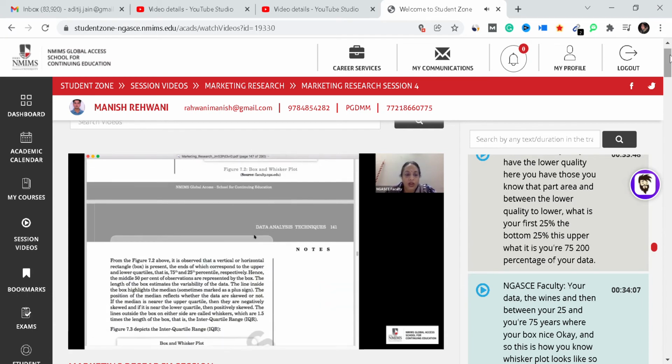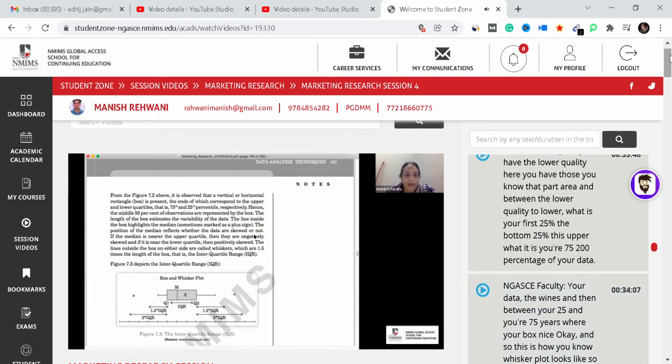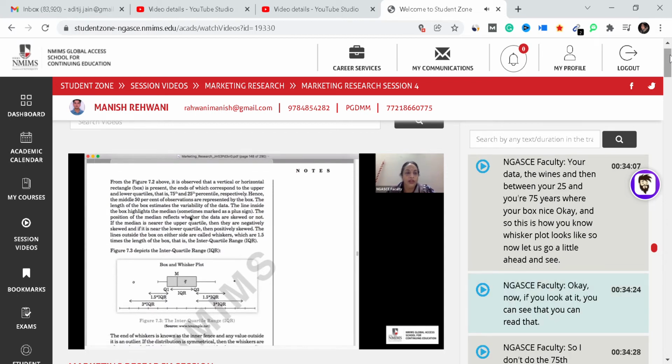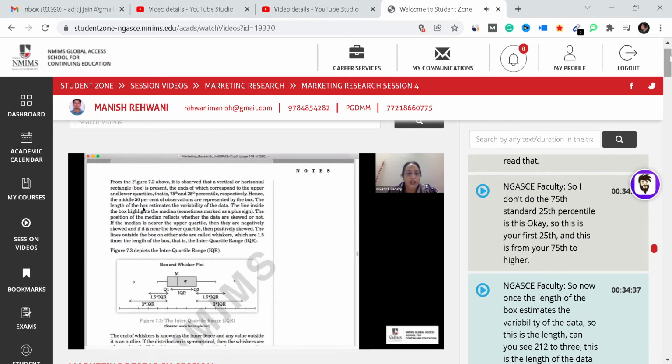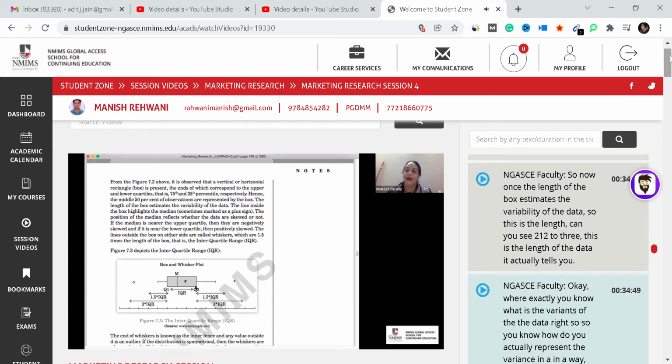So now let us go a little ahead and see. Now if you look at it, you can read that. I told you the 75th and the 25th percentile is this. This is your first 25th, and this is from your 75th to higher. The length of the box estimates the variability of the data. So this is the length, Q1 to Q3. It tells you what is the variance of the data, right?